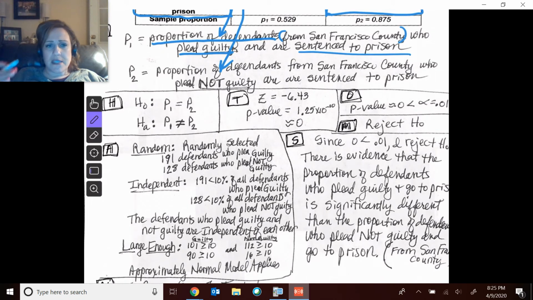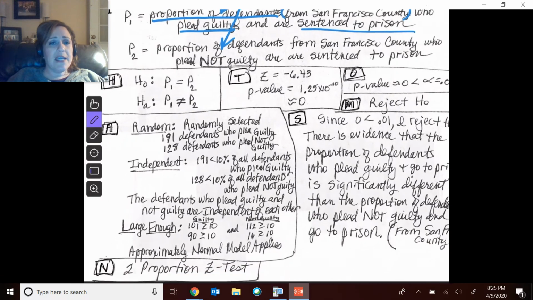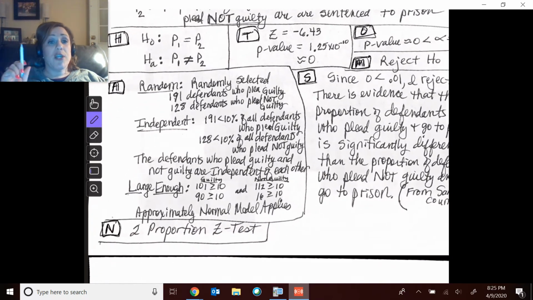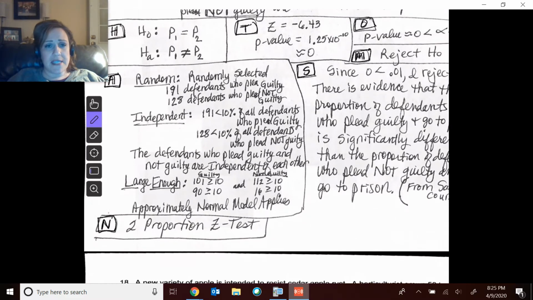Our null hypothesis is that those two amounts are equal. Alternatively, it asked if they are different. It didn't specify one's higher or lower. Okay, assumptions. Now, look here, I did this for both of them. Randomly selected 199 defendants who plead guilty, 128 defendants who plead not guilty. Okay, independent.